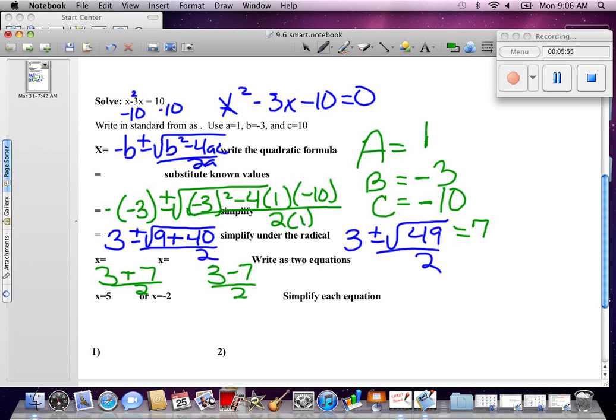Okay, now I just solve it. 3 plus 7 is 10, right? 10 over 2 is 5. 3 take away 7 is a negative 4. Negative 4 over 2 is negative 2.